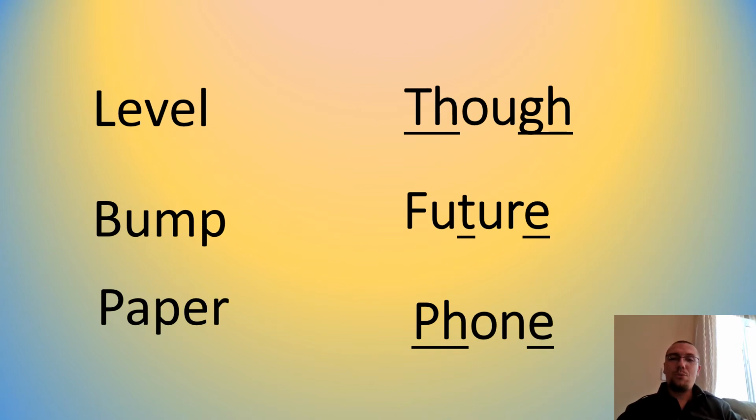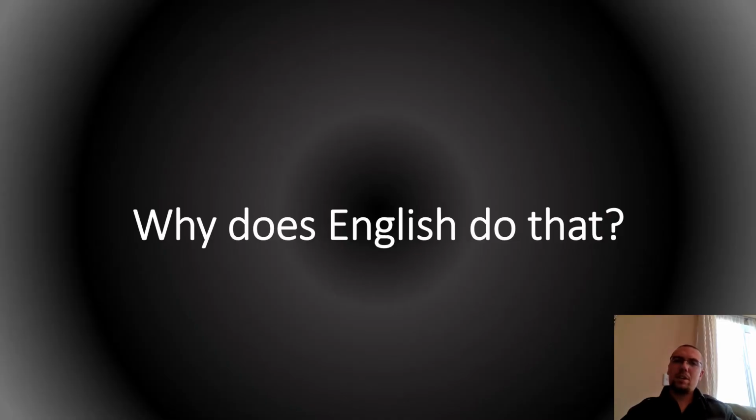Another word would be phone. Phonetically, that would be "pahone," which is not how it's pronounced. PH makes the F sound, and the E at the end is silent. So probably now you're thinking, huh, that is interesting. There are a lot of weird English words like that. So why is that? Why does English do that?